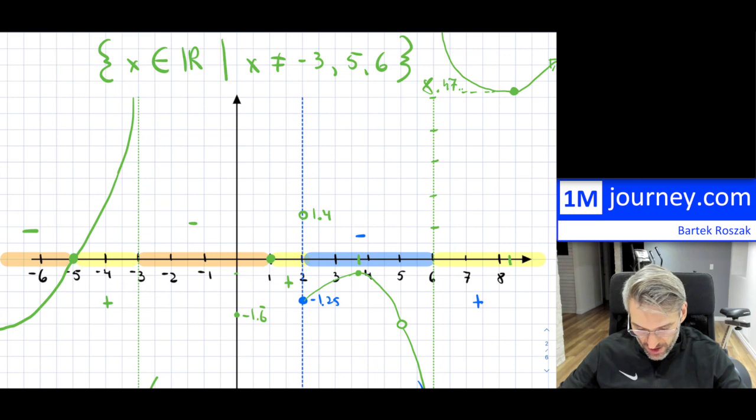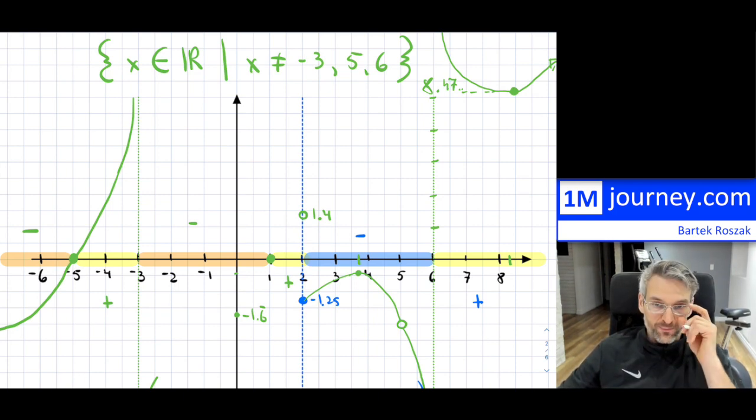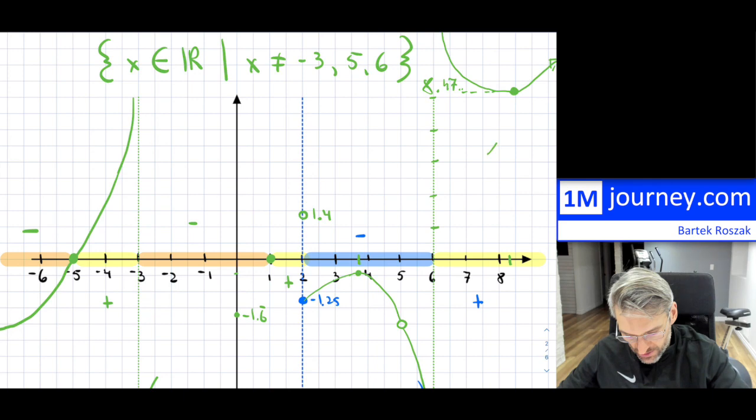So that's already pretty good. We know that it's positive. We know that it's there. We don't really even have to check if it's concave up or concave down. I mean, we can certainly do that at these points.